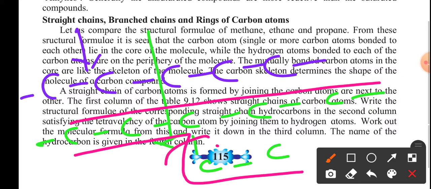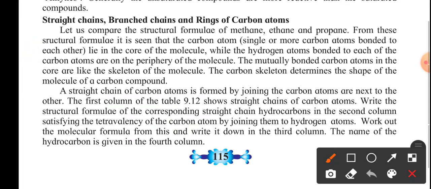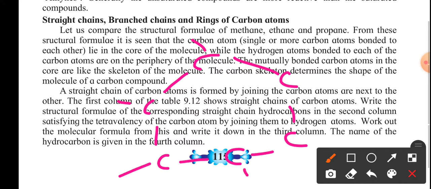So we can consider this a branch of the main chain, and that's why this kind of structure is called a branched chain compound. And the next one is the ring of carbon atoms. In this case we will have it like this way. Roughly, I'm just drawing one of the compounds over here. You can see I have drawn 6 carbons and they are forming one ring-like structure, and that's why this kind of carbon compound is called a ring of carbons.